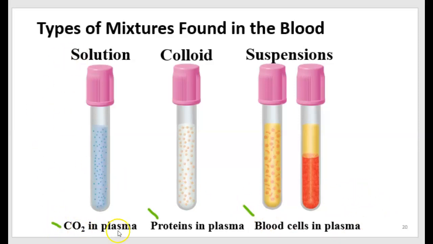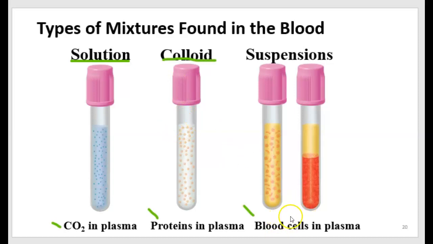So CO2 within plasma, that is a mixture that is considered a solution because the CO2 remains dissolved. It doesn't scatter light. The particles are very small. Proteins, on the other hand, in plasma, form a mixture called a colloid. So if you were to shine light through plasma that just has proteins in it, it would be a little cloudy, it would scatter the light a little bit, but the proteins would remain suspended, and it wouldn't separate out upon standing.